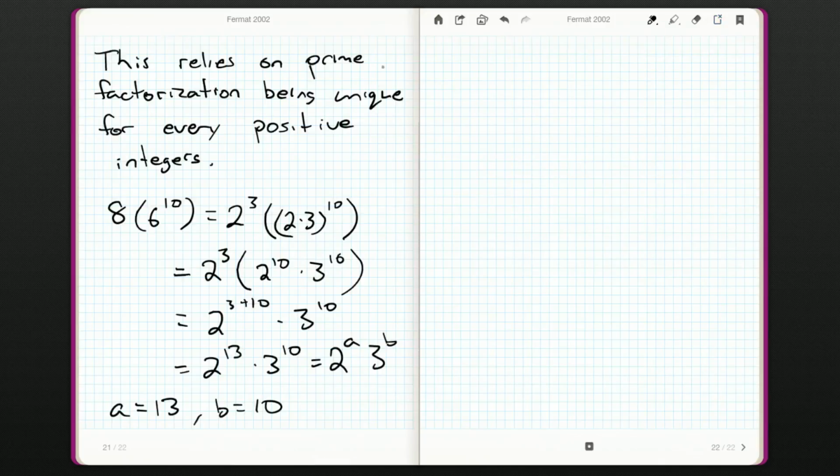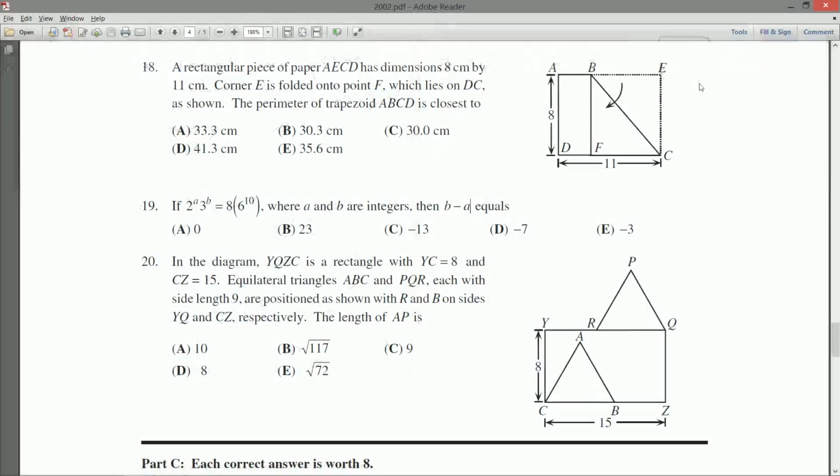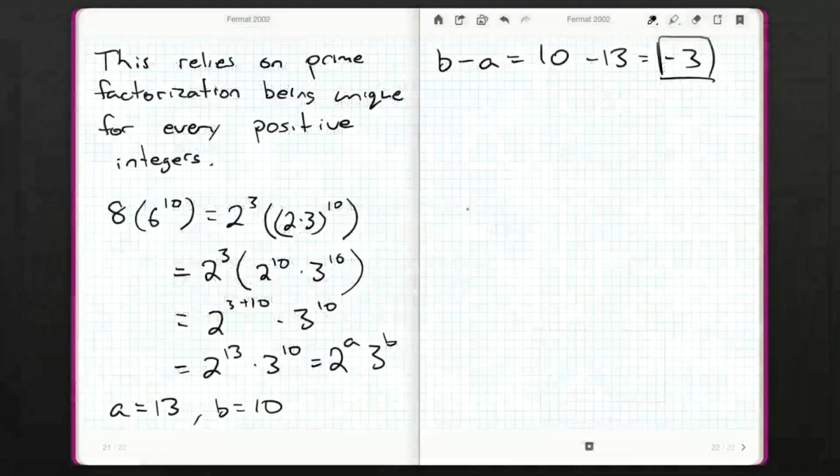We are asked to calculate b minus a. That's going to be 10 minus 13, and that's negative 3. So let's see, is negative 3 among our answers? There it is, right there. It's E. It's at the very end. Just double check. We did want b minus a. Okay, sounds good. So negative 3, or an answer of E on our bubble sheet.